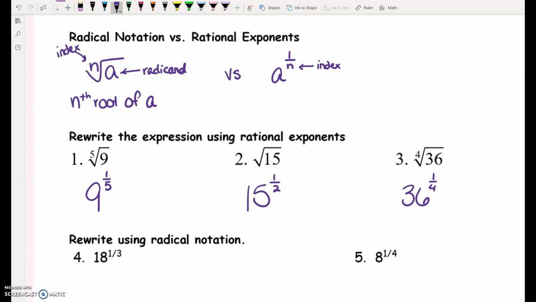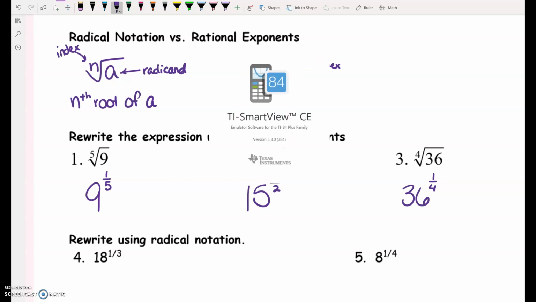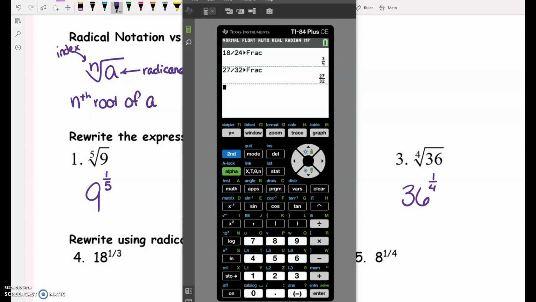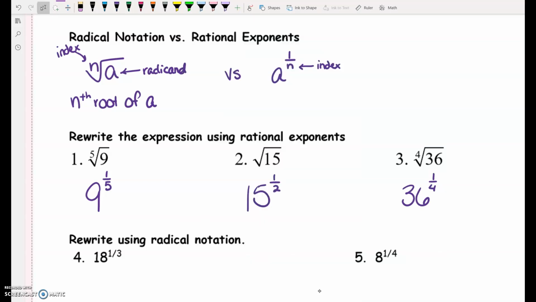And it's kind of interesting. If you grab a calculator and punch in, like, what's the square root of 16? 4. So if you grab a calculator and punch in 16 raised to the 1/2, it's going to give you the number 4. So here's my calculator. 16 raised to the 1/2 is 4, because an exponent of 1/2 is the same as a square root.